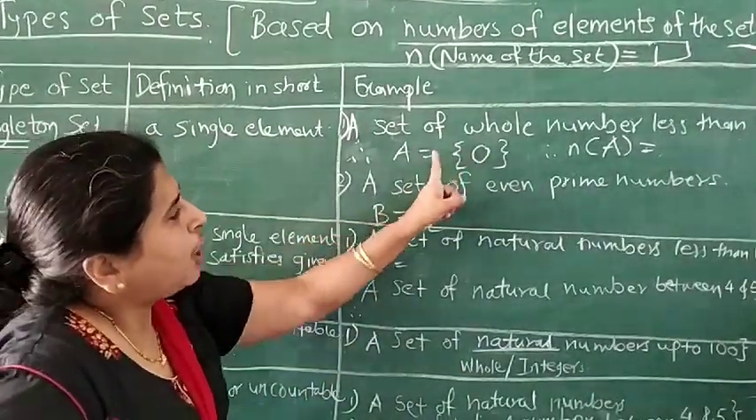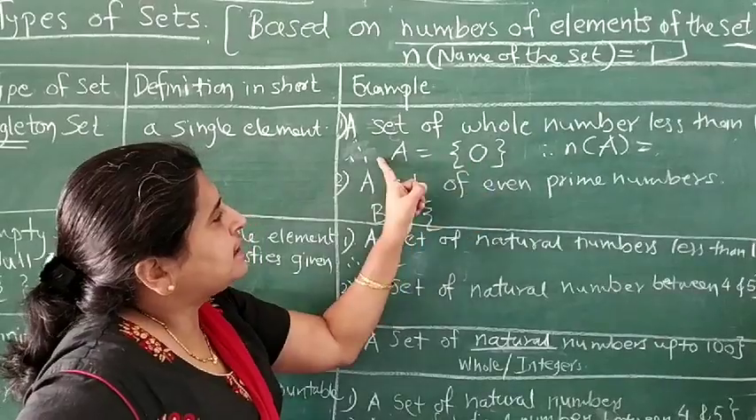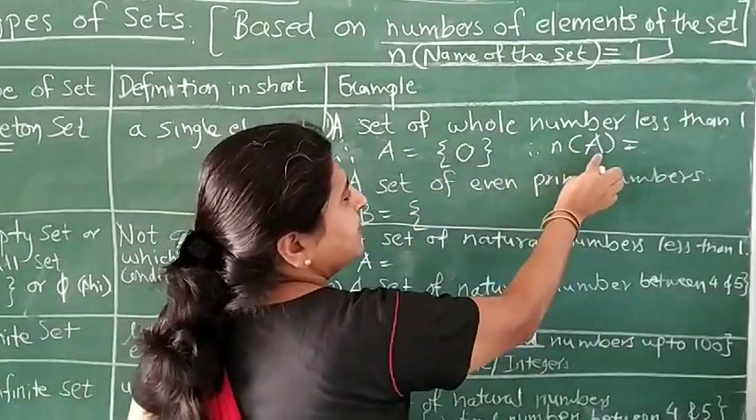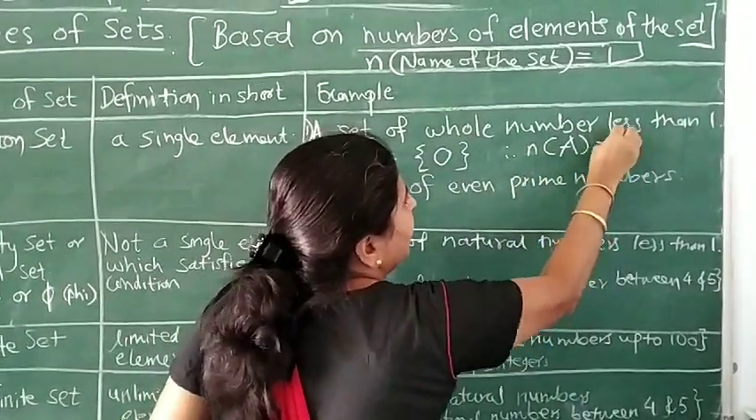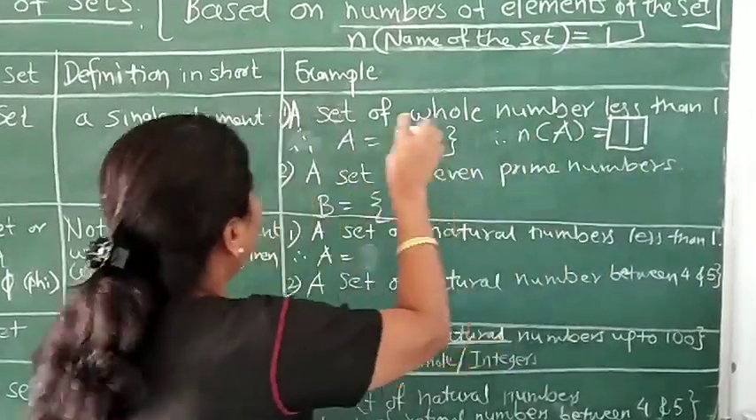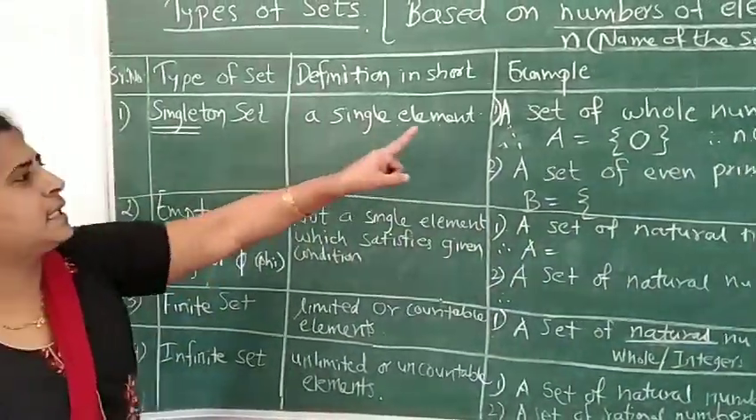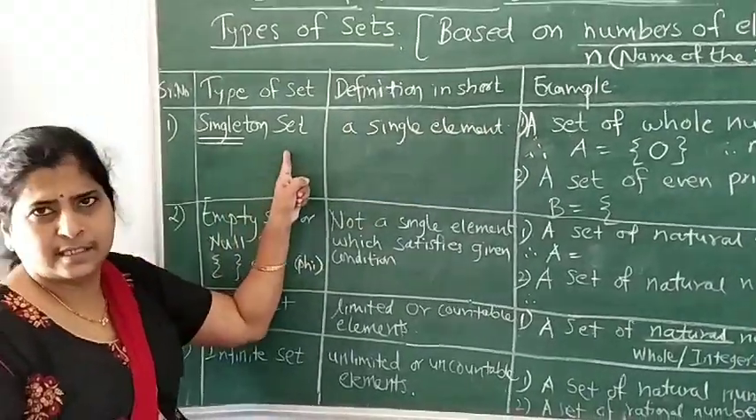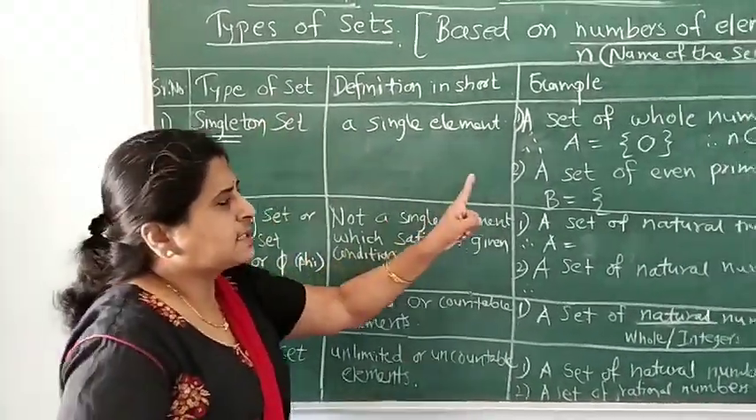So how many elements are in this set A? The number of elements in set A is 1. As the number of elements in set A is 1, that is single, this set is called a singleton set. Let's see one more example.